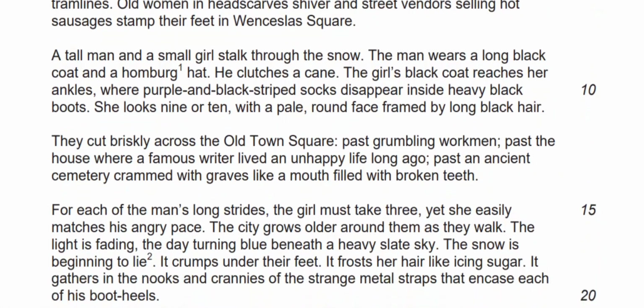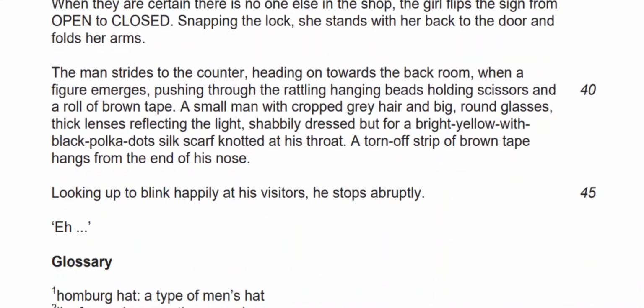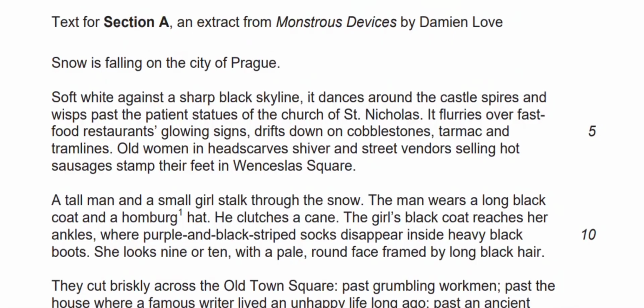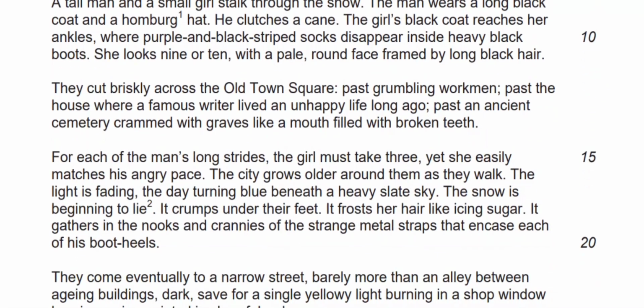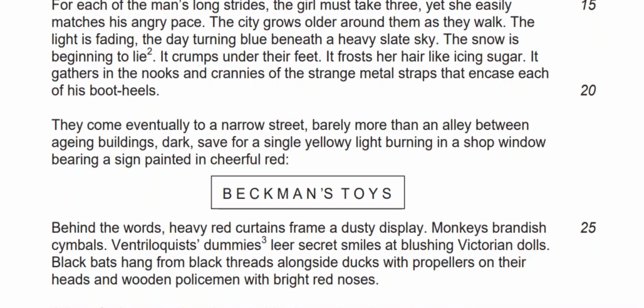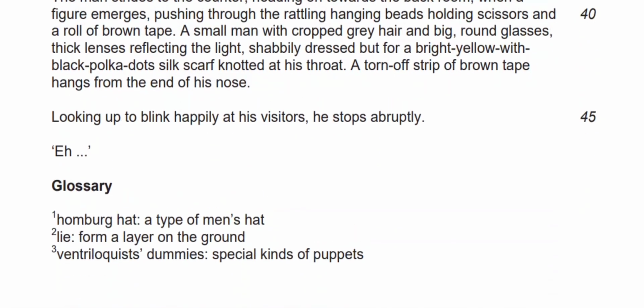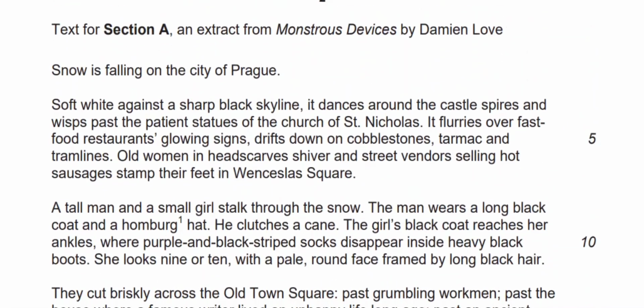So, let's skim the text. You can simply take your time, skim it. Glossary. Okay. So after skimming the text, we can see that it's about a man and a young girl traveling through snowy Prague, through the snow. Who they are and where they are going. Let's find out.